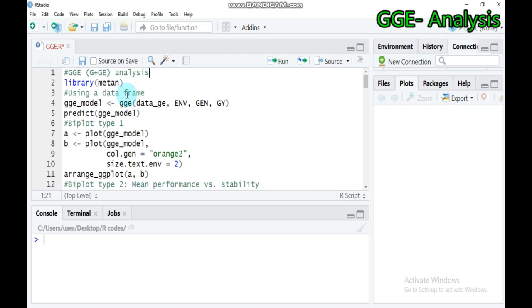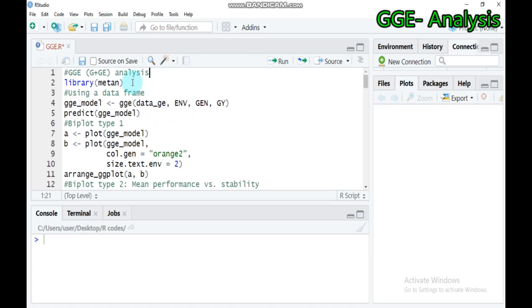This function produces the genotype plus genotype environment interaction model based on either a two-way table with genotype in the rows and environment in the columns, or a data frame containing at least a column for genotype, environment, and the response variable, or if you have multiple variables, it can include that too.